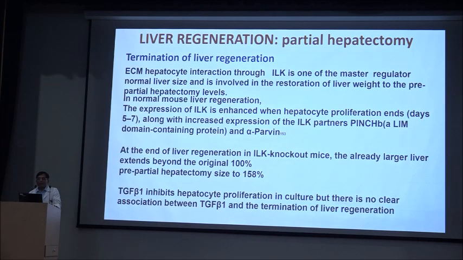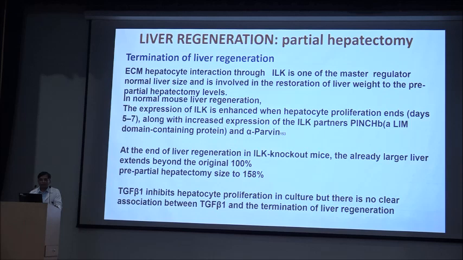In termination of liver regeneration, the initial belief was that TGF beta is the major player, and that the cells regain it and that is the cause of the termination of liver regeneration. But the newest study shows that ECM-hepatocyte interaction through the ILK is one of the master regulators of normal liver size and is involved in the restoration of liver weight to the pre-partial hepatectomy levels.